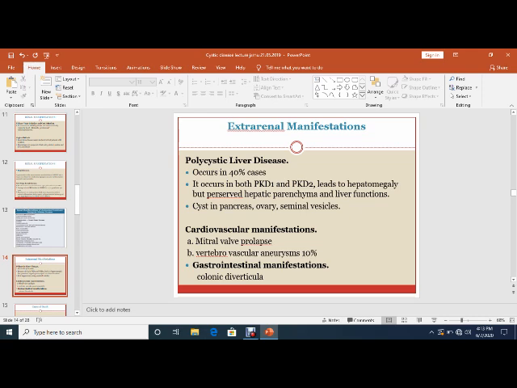cardiovascular manifestation, mitral valve prolapse and vascular aneurysm or berry aneurysm in 10%. So these patients can present with a stroke or CVA, colonic diverticula.